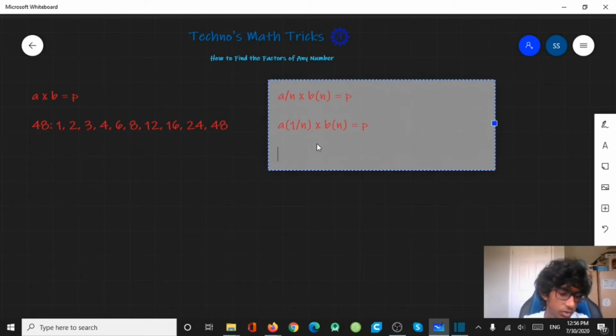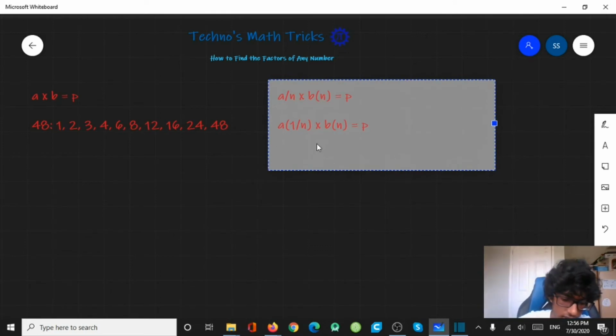This is really useful for those who are just learning factors, and they could use this to predict the factors of a certain number. Let's say you don't know half the factors of 48, but you already have one factor pair, like you already know what 6 times 8 is. You can use this formula to find out the rest of the factors of 48.